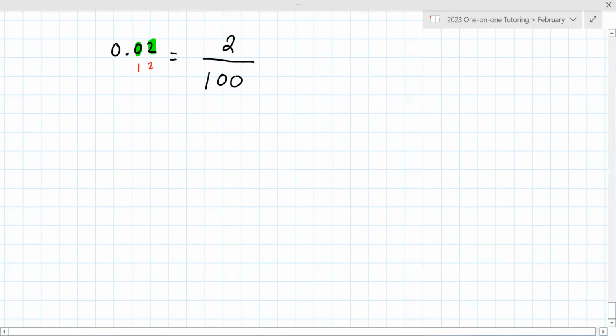Okay. Now, you have to decide if you can reduce after this step. Can you divide each of these numbers by 2? Yes. 2 divided by 2 is 1. 100 divided by 2 is 50. So let's look at 0.04.